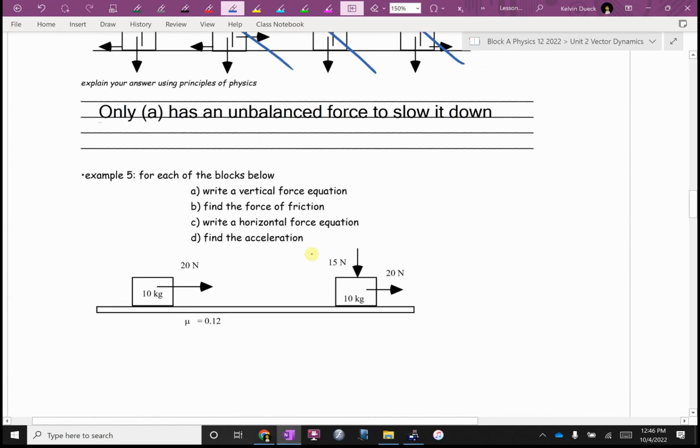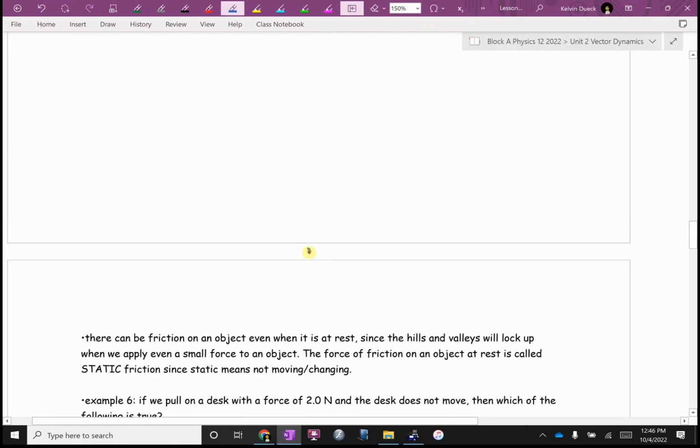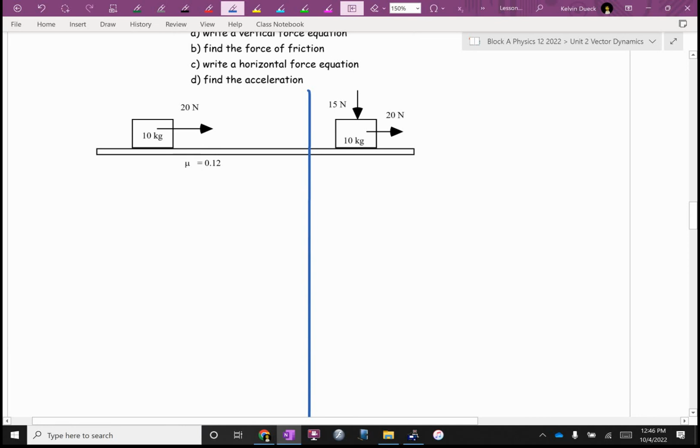Did that work? No. Let's try that again. There we go. Pretty straight. It's just the mouse and held the pen in one place. No? Okay.